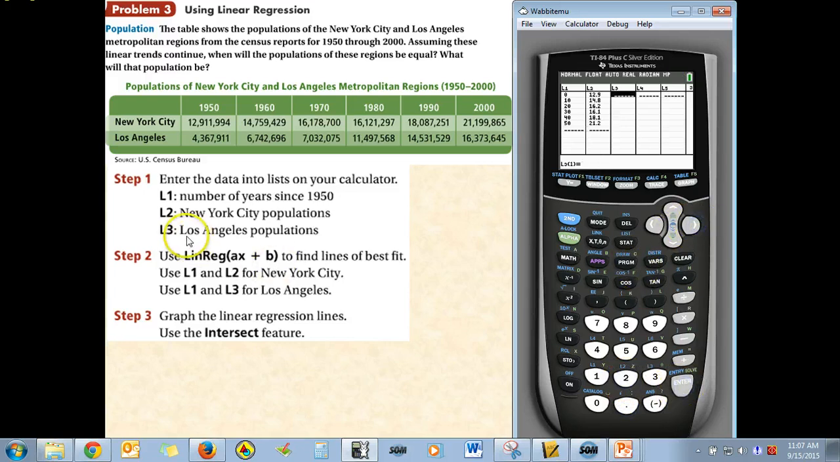And then L3 will be Los Angeles. So in 1950, 4.4 million. In 1960, 6.7 million. In 1970, 7.0 million. In 1980, 11.5 million. In 1990, 14.5 million. And in the year 2000, 16.4 million.